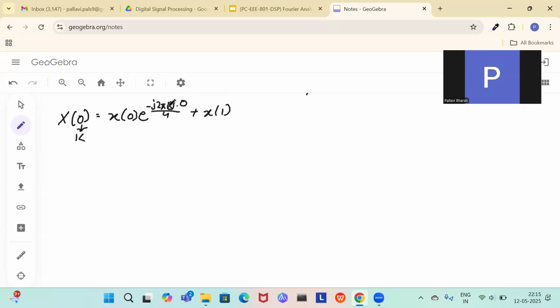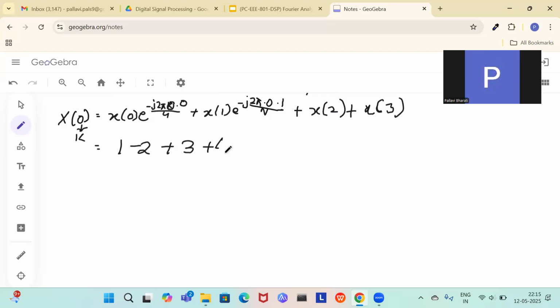Now here, e to the power minus j 2 pi 0 into 1 by N. But since k is 0, what is going to happen? E to the power that thing is going to become 1. So here it is simply x0 plus x1 plus x2 plus x3. Because k is 0, what you will get is simply x0, which was 1, x1, which was minus 2, x2, which was 3, and plus 4. So this will give you 7 plus 1, 8, minus 2, 6. So at k equals 0, X of 0 is 6.